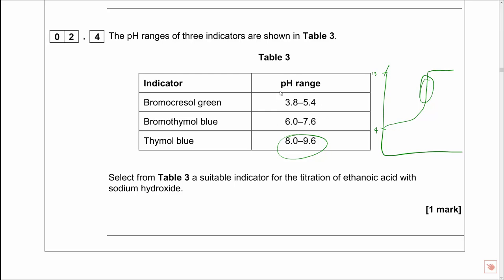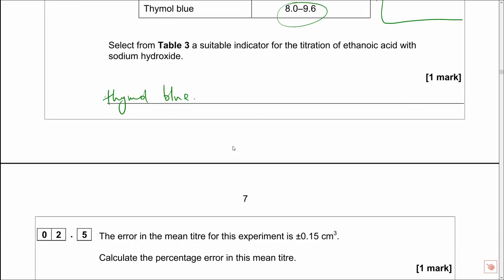This one is far too low. The change of this one, this equivalence point, this end point would have to be down here, which it clearly isn't. This one around about 7, that would be good if it was a strong acid, strong alkali, but it's not because it's a weak acid. It shifts the whole thing up slightly, so it's got to be this top end. So it's got to be thymol. That's a great looking Y. 1 mark, reasonably easy there.